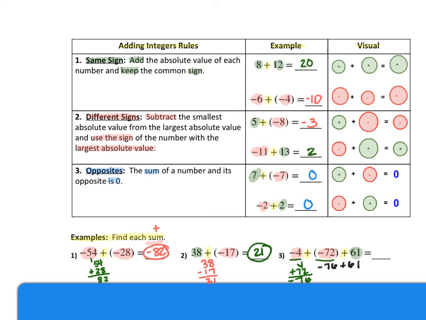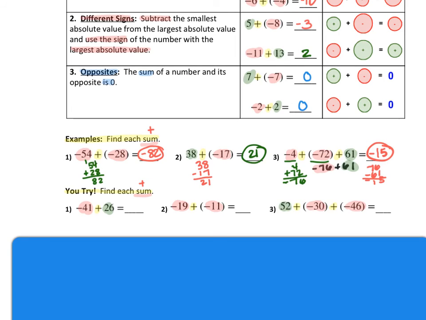Now we're adding 2 numbers that have different signs. One of them is negative and the other one is positive. So now we have to subtract. We take 76 minus 61. 6 minus 1, you get 5. And 7 minus 6, you get 1. And so we get -15 as our answer.